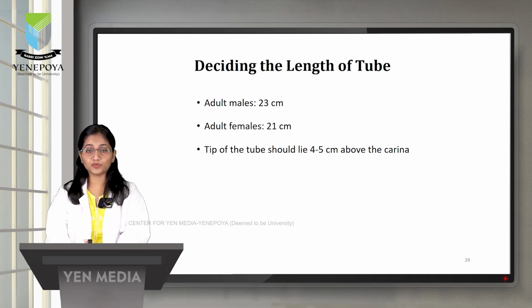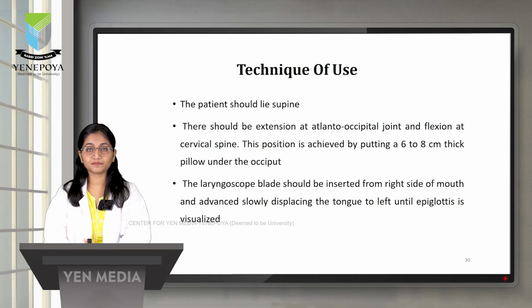Deciding the length of the tube. In adult males, around 23 cm of the endotracheal tube should be inserted into the airway. For adult females, around 21 cm should be inserted into the airway. And the tip of the tube should lie around 4 to 5 cm above the carina.